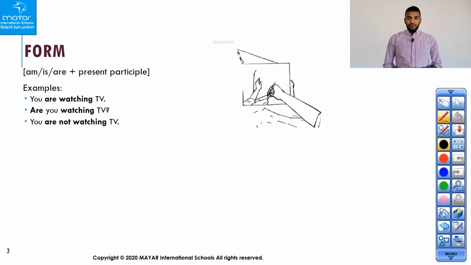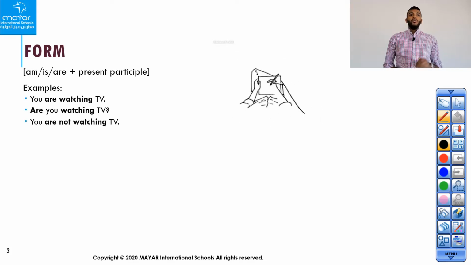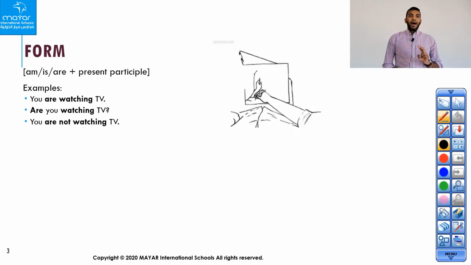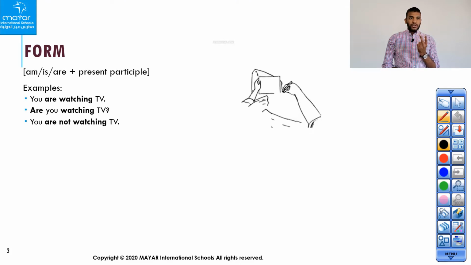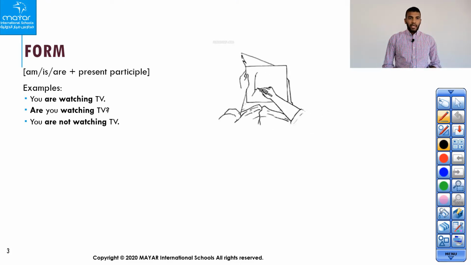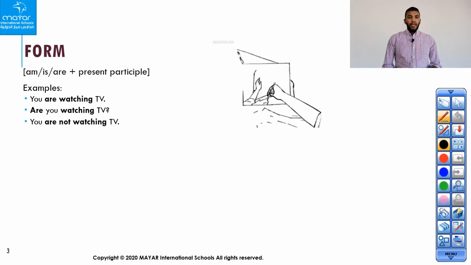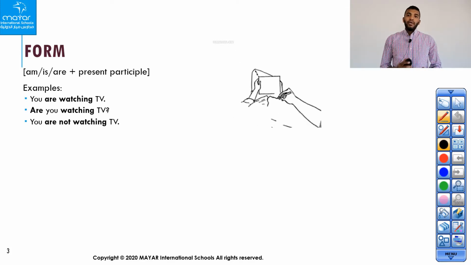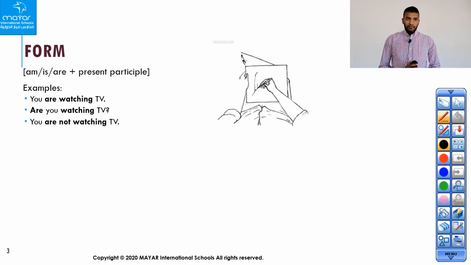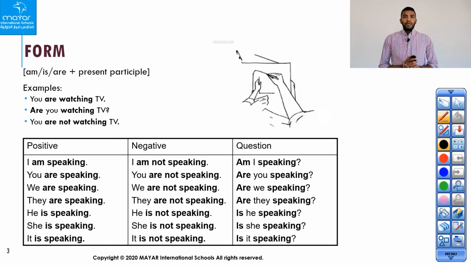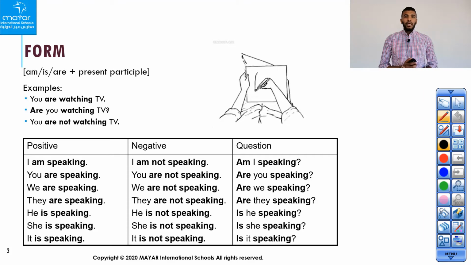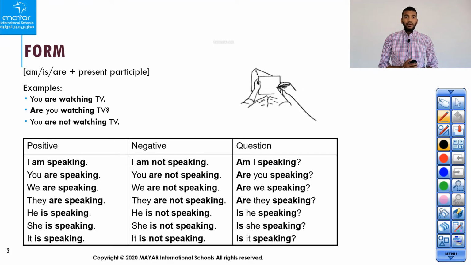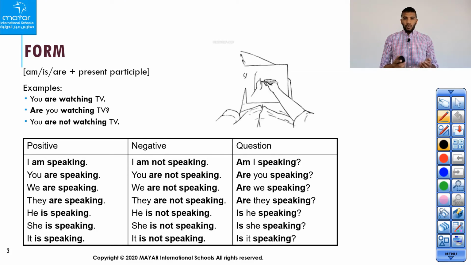In the examples in front of you, you would say you are watching TV in the affirmative form. And we form it by doing a kind of a switch between the subject and the helping verb, is, am, are. The last example is the negative form. We form it by having the not added to the helping verb. You are not watching TV. In the table in front of you, the three forms of the present continuous: the positive, the negative, and the question or the interrogative form.